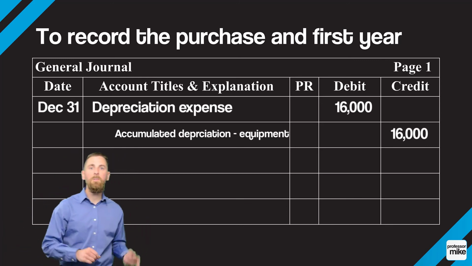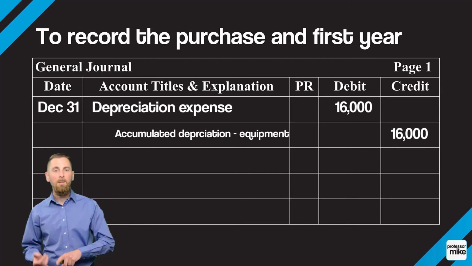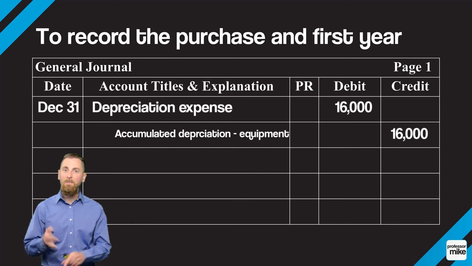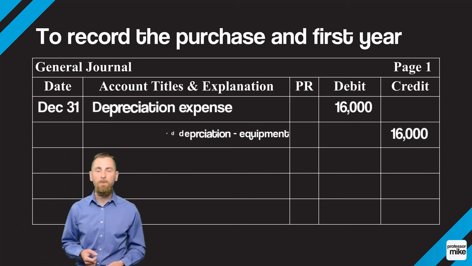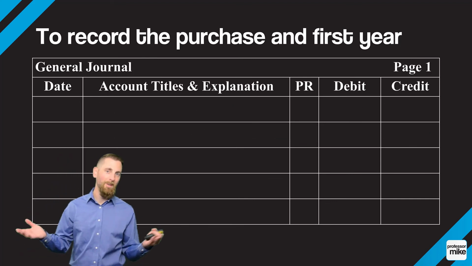The amount is the amount we calculated before. That's 72,000 minus 8,000 over 4, which is $16,000. And that's depreciation. I hope that helped.